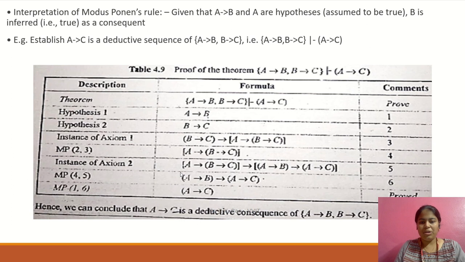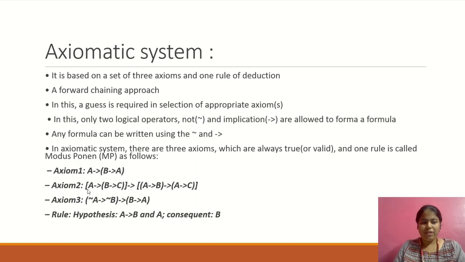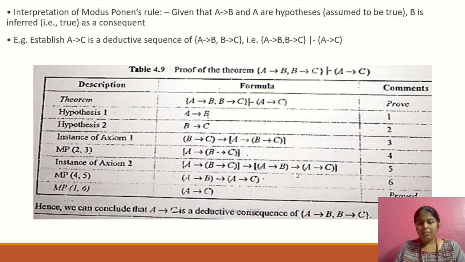Instance of axiom 2 is applied. Instance of axiom 2: A implies B implies C can be written as A implies B implies A implies C. Similarly, we are writing here. And applying the modus ponens rule on the 4th and 5th lines, we will get this part as true: A implies B implies A implies C. And applying the modus ponens rule on this and this, that is the first statement and the 6th statement, we get A implies C, and the problem is solved.